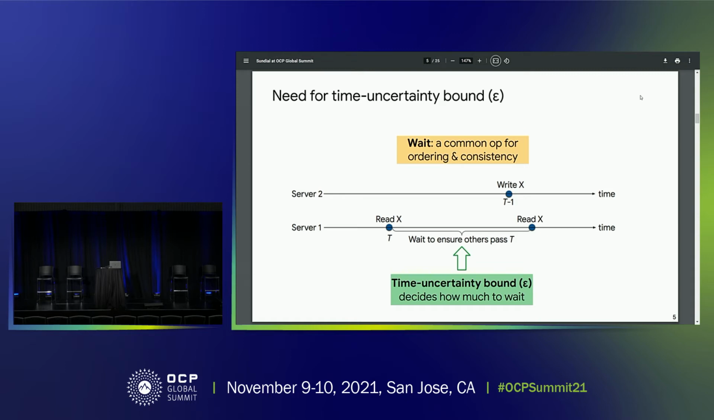And therefore, to account for this sort of race condition, server 1 has to wait for a sufficiently large amount of time to wait out the uncertainty before it can actually return the result of the read variable x. And how long to wait? This essentially is determined by the time uncertainty bound, and it directly affects the transaction commit latency. Next slide, please.